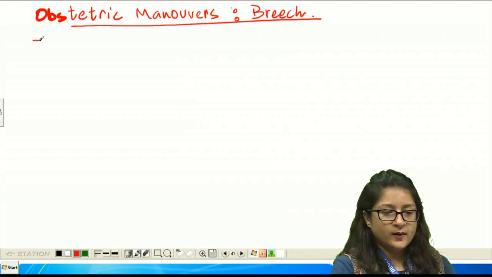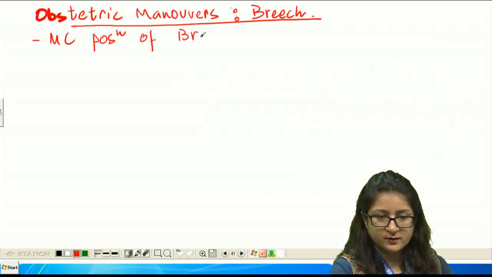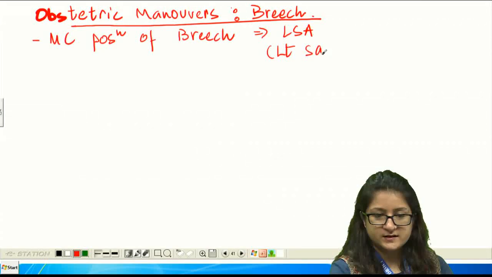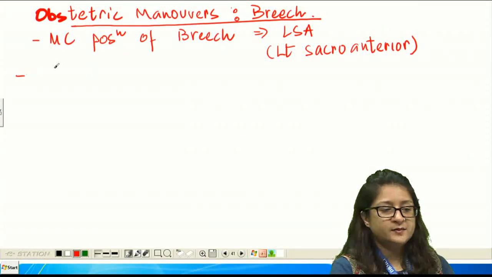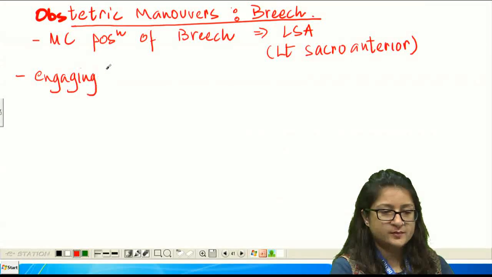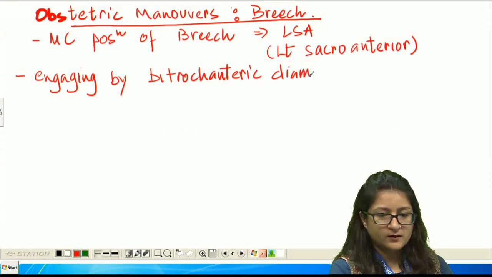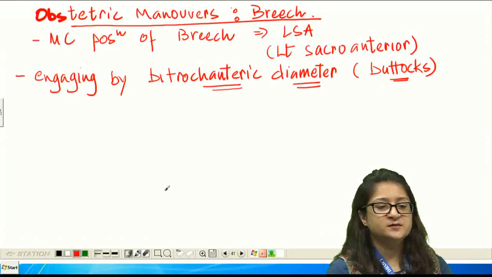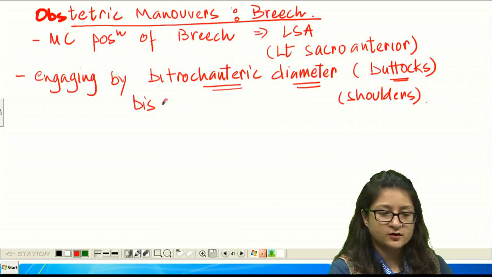Okay, so what are the important points about breech delivery that you should know? Firstly, remember the most common position of breech is the left sacroanterior, and this sacrum is engaging by the bitrochanteric diameter. So the buttocks are engaging by the bitrochanteric diameter. The shoulders are engaging by the bisacromial diameter.